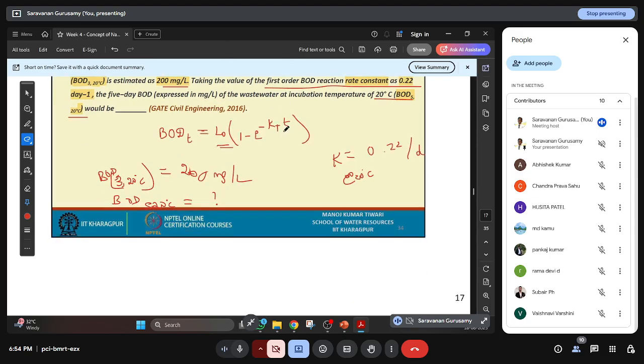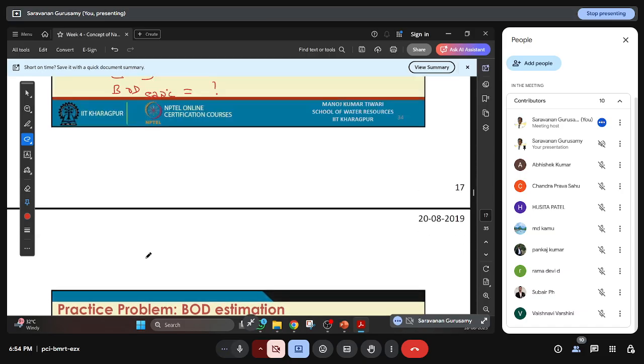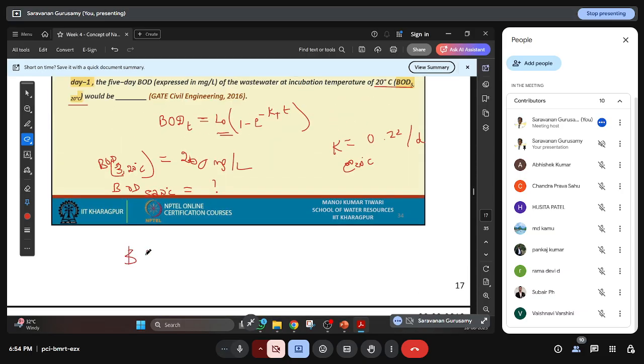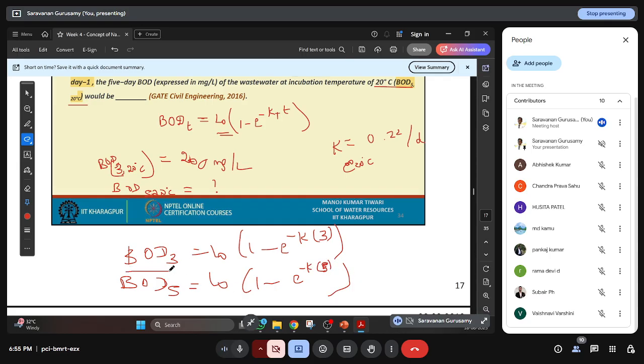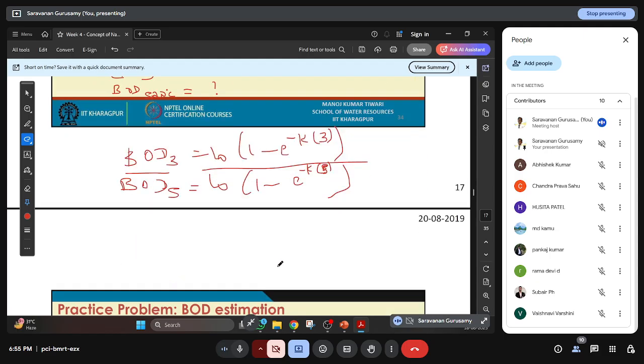So first, how to find BOD 5? BOD 3 equal to L0 into 1 minus e power minus k t. K is always the same, 0.22, and t is 3. How to find BOD 5? L0, the ultimate BOD, will not change. That is the maximum BOD, so L0 will be constant always. 1 minus e power minus k t, K is also constant, and t is 5 here. This is 5 days. So if you divide both, you will get the answer.